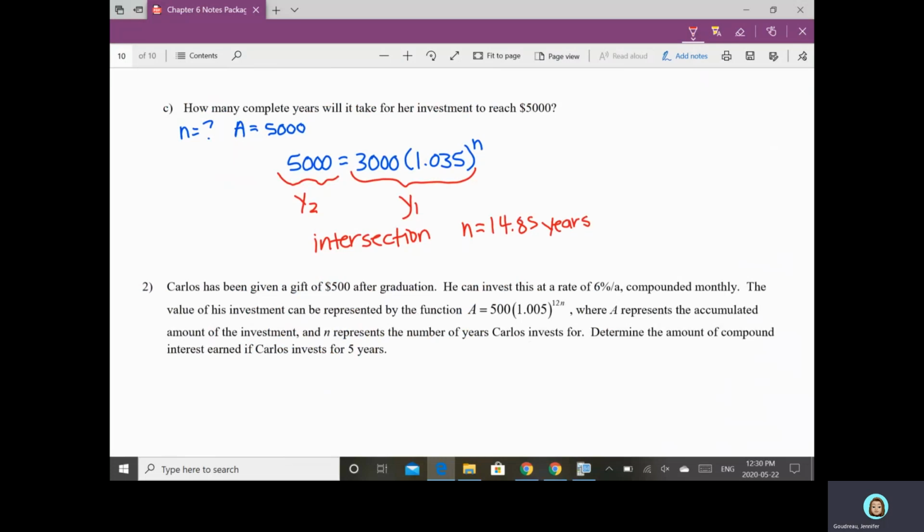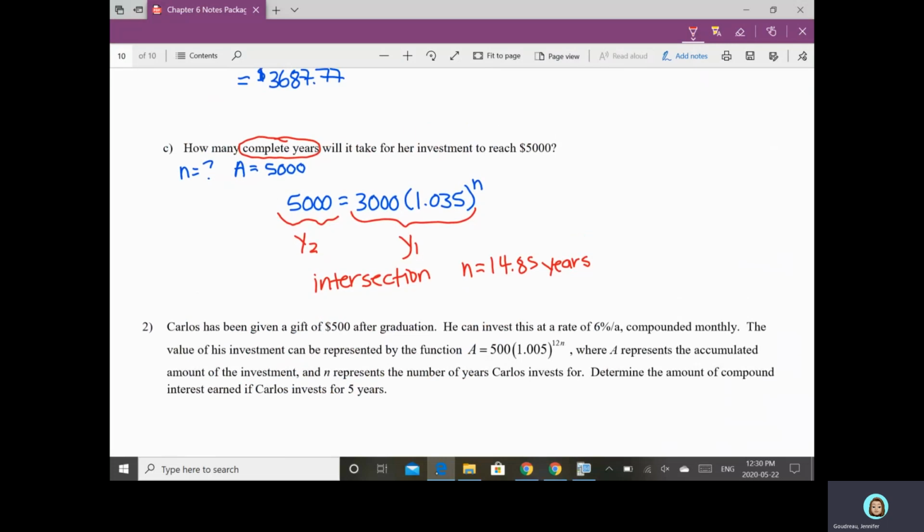If we go back, though, and read the question again to make sure we've answered it, the question says, how many complete years will it take for her investment to reach $5,000? So even though we will have to round up here a little bit and she'll be beyond 5,000, we will, in fact, round up. So we're going to call this 15 years. If we said 14 years, she won't quite get to the 5,000. So I know that if we wait for 15 years, she's going to be over 5,000, but we want her to get to at least that amount. So we're going to round it to 15.